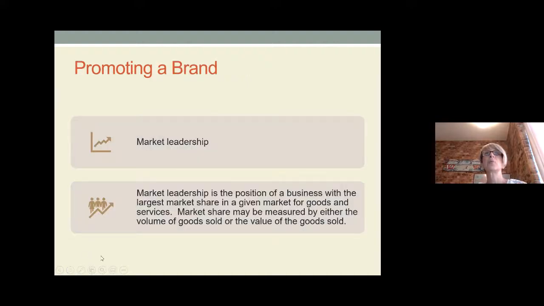We're now going to look at promoting a brand. So market leadership. Market leadership is the position of a business with the largest market share in a given market for goods and services. Market share may be measured by either the volume of goods sold or the value of goods sold. So if we think about, for example, mobile phones, I'm sure you can instantly think about 2 companies that have market leadership in mobile phone sales.